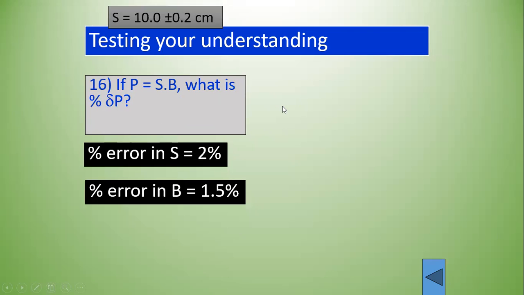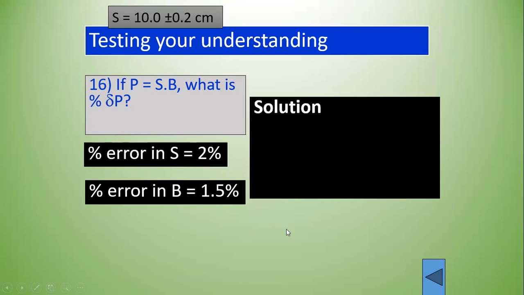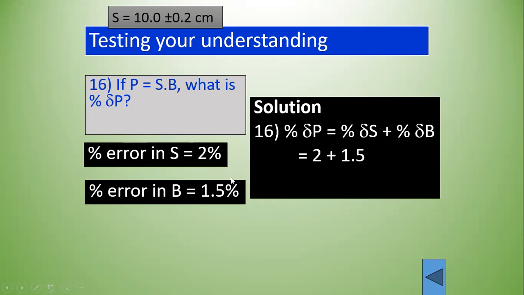Okay, test yourself. Try this question. It's a product. P equals S times B. What is the percentage uncertainty in P? Percentage uncertainty in S is given. Percentage uncertainty in B is also given. So we add the percentage uncertainty as well. It's multiplied, so you just add them up. Percentage uncertainty in S, percentage uncertainty in B, is 2.5. Percentage we can leave as two significant figures. Only absolute uncertainty is one significant figure.